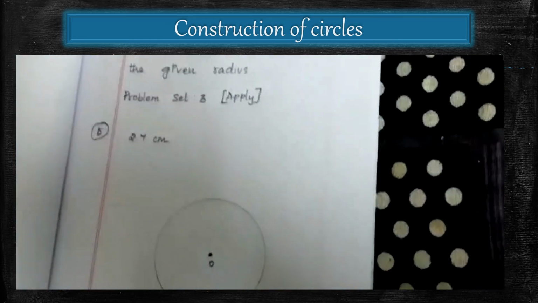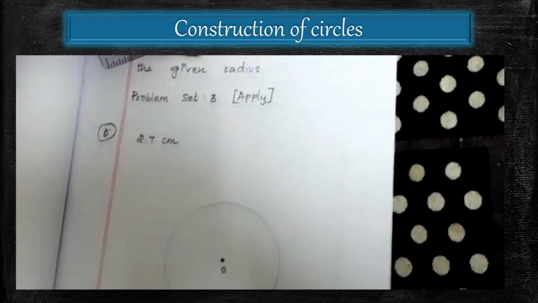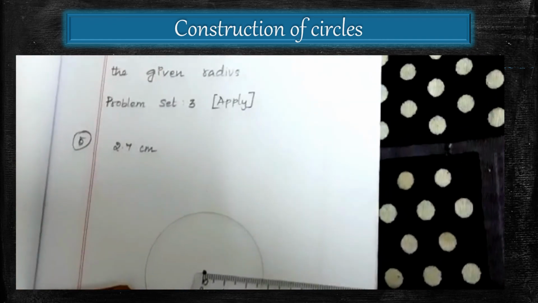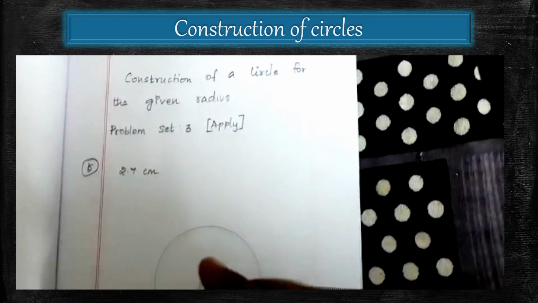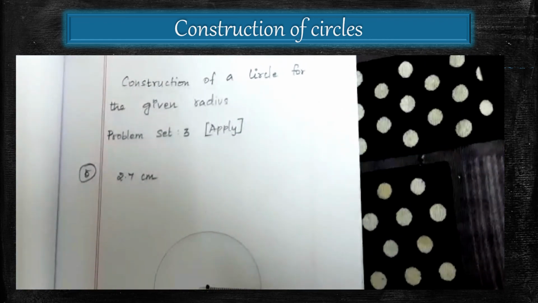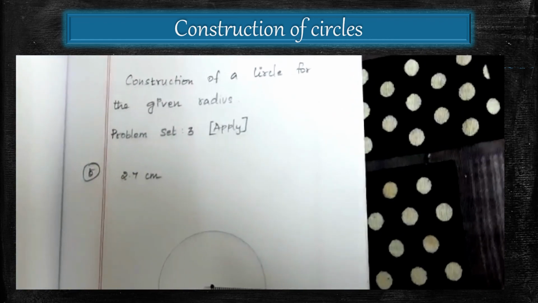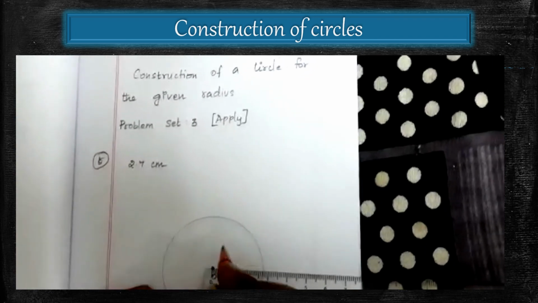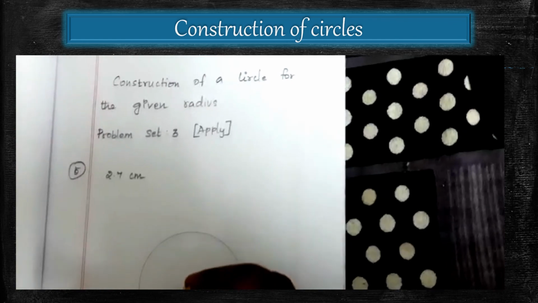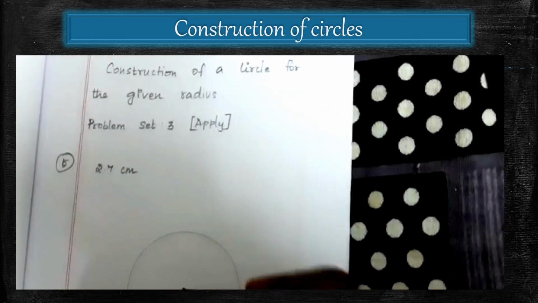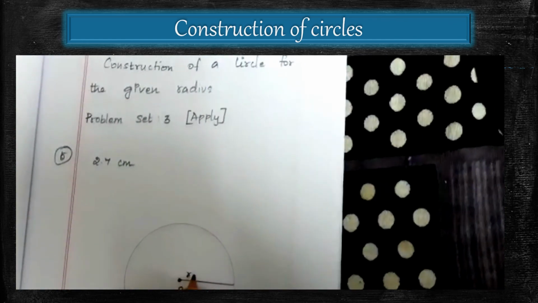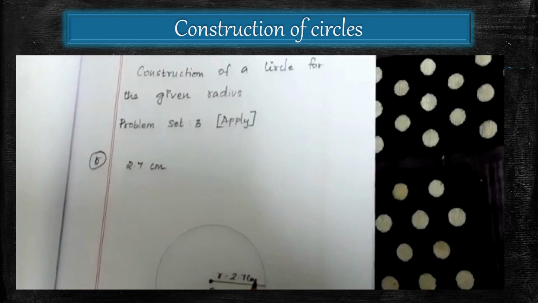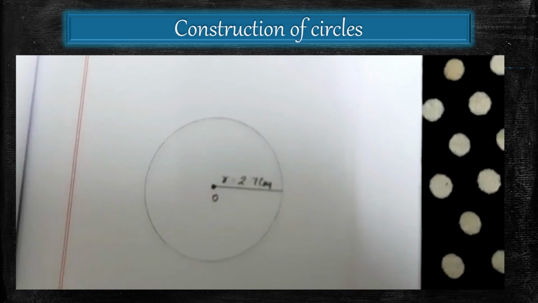Okay. Now we are going to join the center point and the edge of the circle to mark the radius. Can you see the length of this line segment? It is 0 centimeters here and 2.7 centimeters here. So the radius is 2.7 centimeters, and we have drawn a circle of radius 2.7 centimeters.